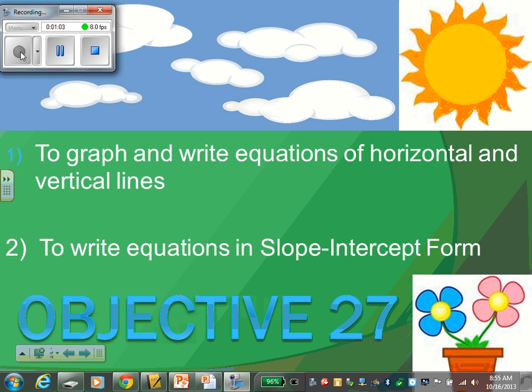What about this? What if you had 2x plus 3y equals 12? Is that in y equals mx plus b? You sure? Why not? It's not solved for y. So my question here is, what's the slope?